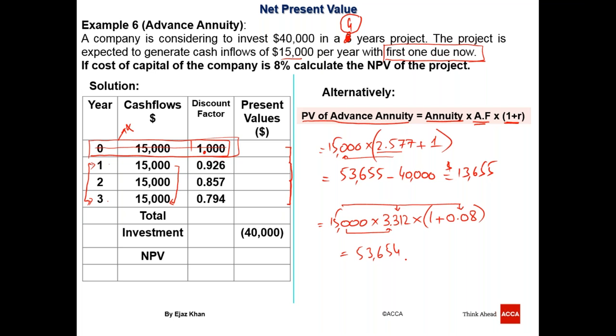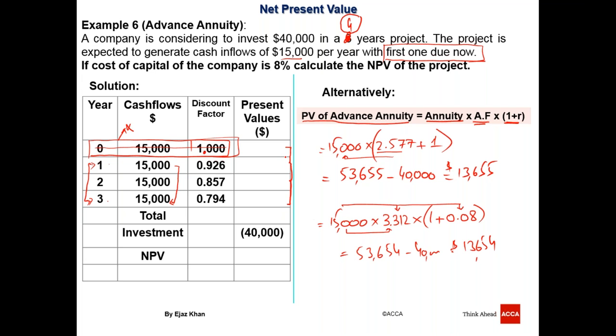So it's approximately the same, 53654. Shoaib, you just need to recalculate the figure. It's not 78,000. So it's 53655 or 54, approximately the same, minus 40,000, and it would be 13654.